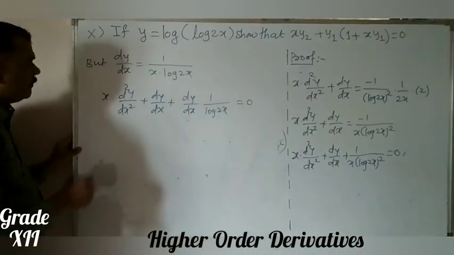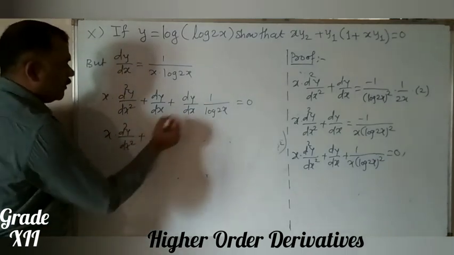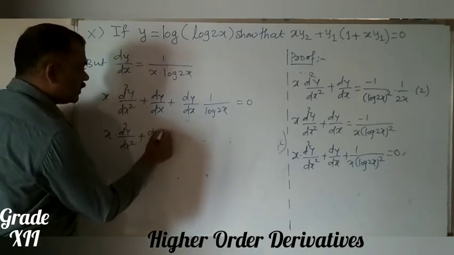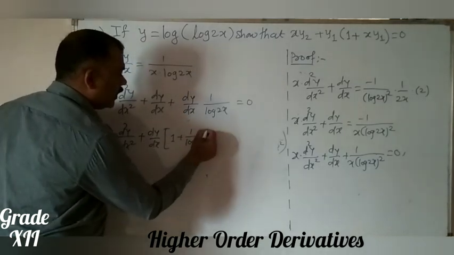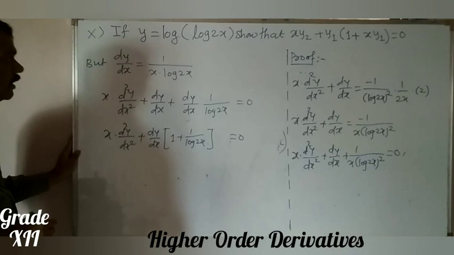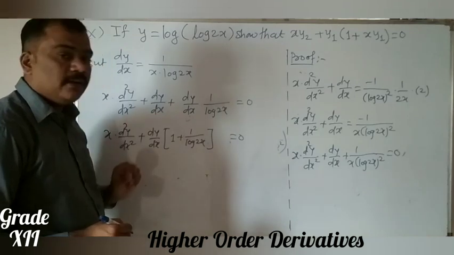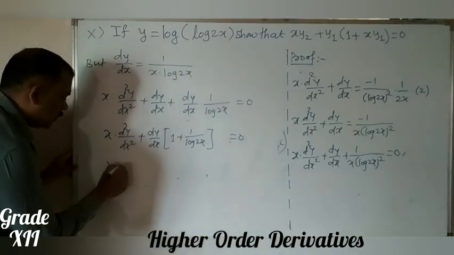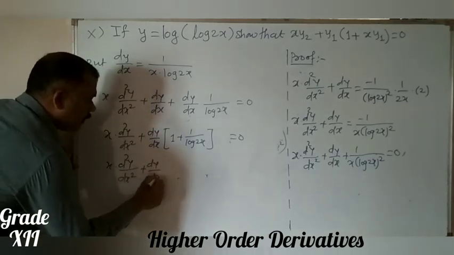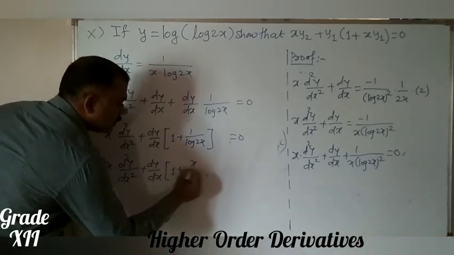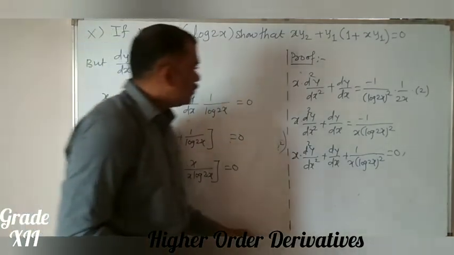So what you have to write here, x into d2y by dx square plus here dy by dx we have to take the common, so that dy by dx into bracket, what is remaining, 1 plus 1 upon log of 2x is equal to 0. Okay, here if you multiply numerator and denominator by x, so what you get, x into d2y by dx square plus dy by dx into 1 plus x divided by x into log of 2x is equal to 0.